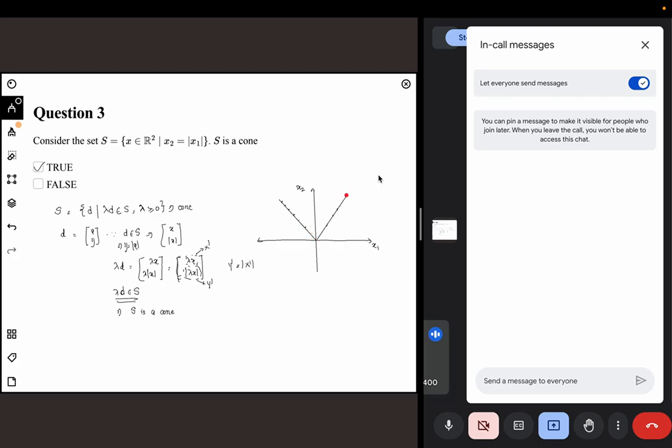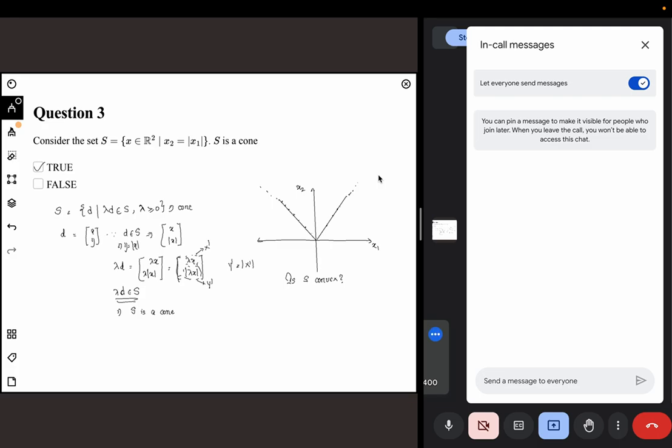So what are all the points on this line? This line will extend to infinity. It won't come downside since it's mod x1. So all these points on this particular line will form this particular set, the cone. So maybe I should ask one more question. Is S convex? No, right? You can see that pretty clearly.